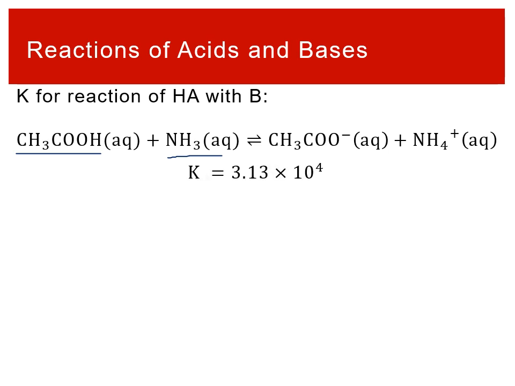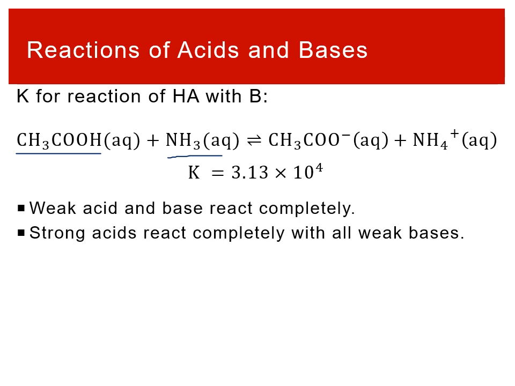The equilibrium constant for this reaction is 10 to the fourth, so about 31,000. That's not crazy huge, but that's much bigger than 1. And this reaction really does go to completion. In general, weak acids and bases still react completely with each other.